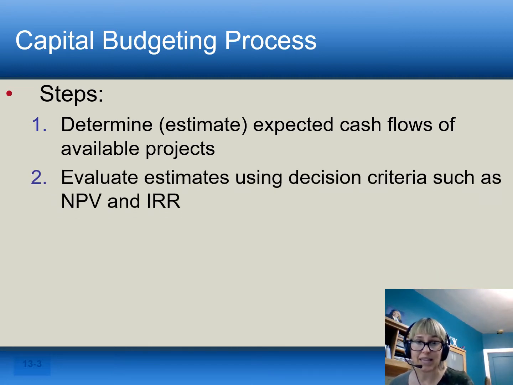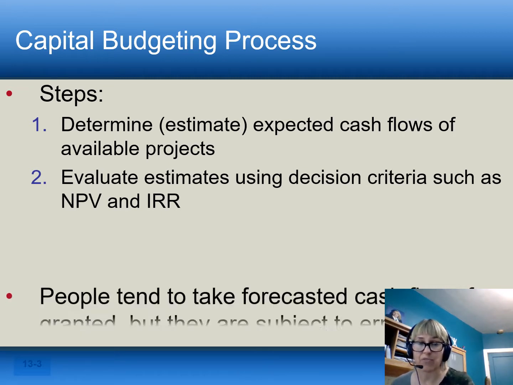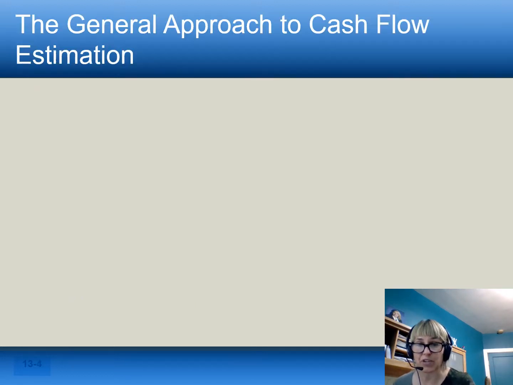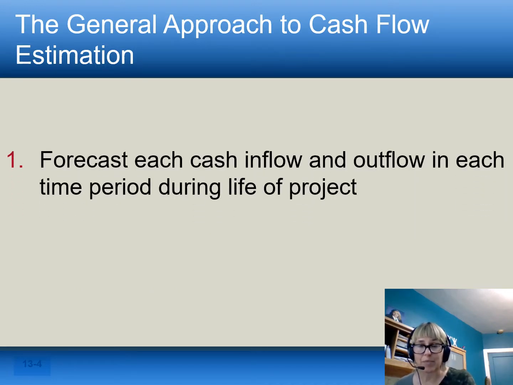Then you evaluate the estimates using decision criteria. So in other words, you take those estimates and you apply NPV or IRR or both to those cash flows to see what kind of answers you get for NPV and IRR. So people tend to just take whatever is given to them for forecasted cash flows, but of course they can be done well and they can be done poorly, and there certainly are lots of opportunities for errors. So let's go through the process and then some of those typical errors.